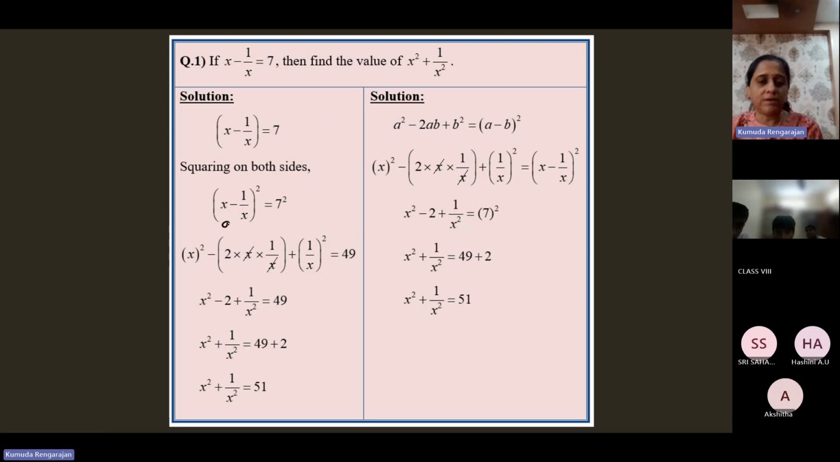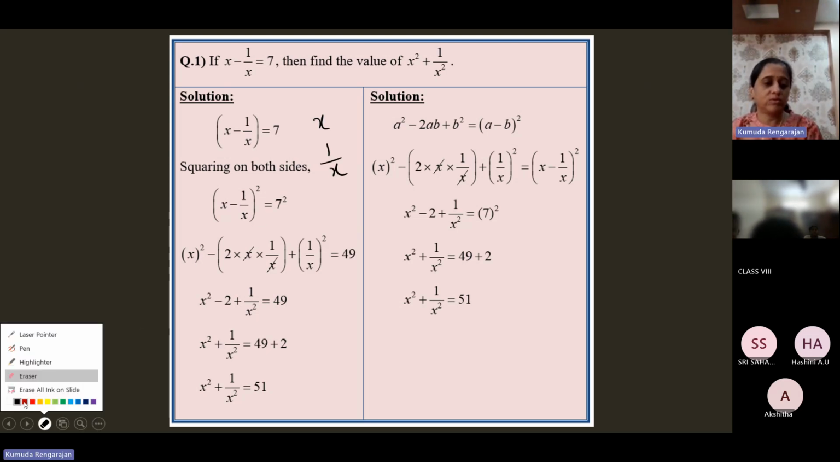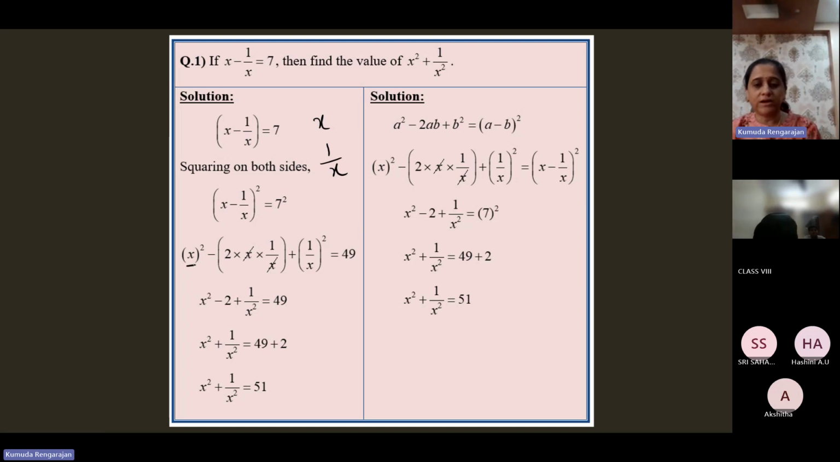Now this is of the form a minus b the whole squared. A minus b the whole squared is equal to a squared, this is a, this is b. A is x and b is 1 by x. A minus b the whole squared is equal to a squared minus 2 into a into b plus b squared.